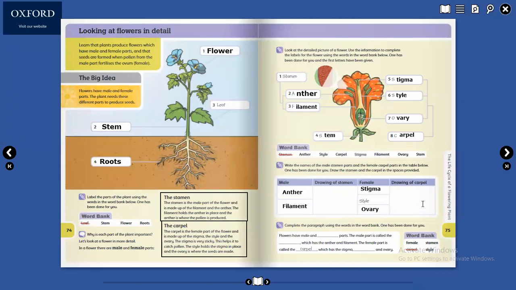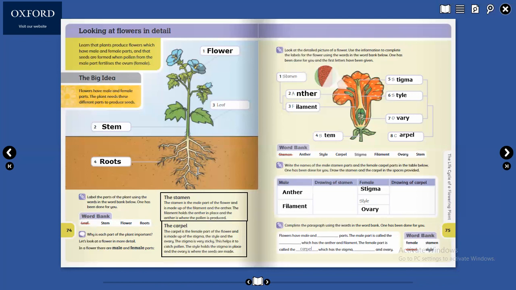Okay. What is the carpel? Where is the carpel? What's the meaning of carpel? These are all parts of a carpel. These three inside, this is carpel, from here to here. Draw the carpel.